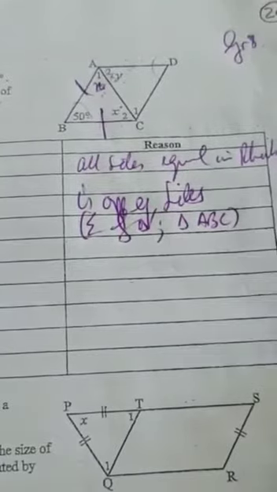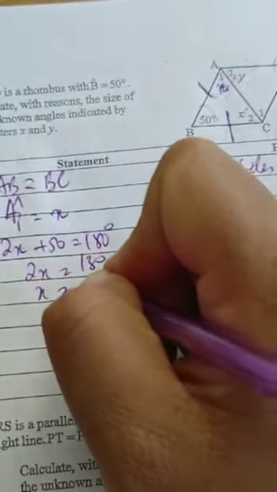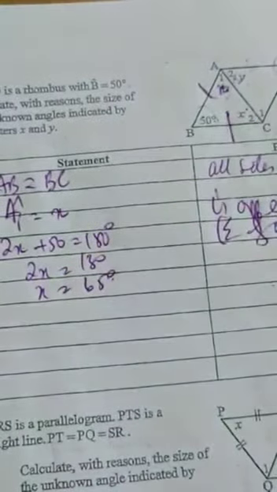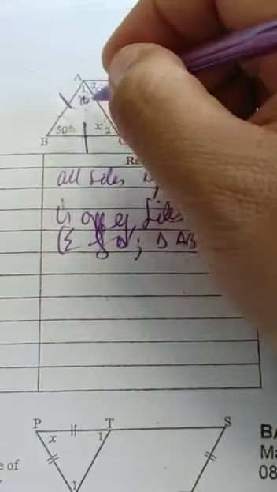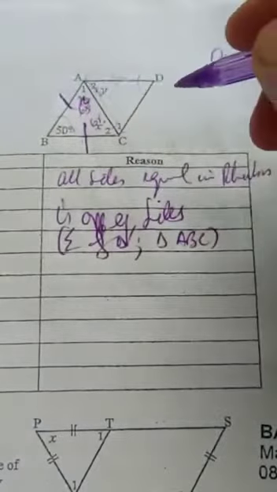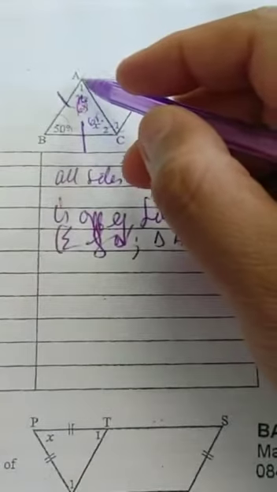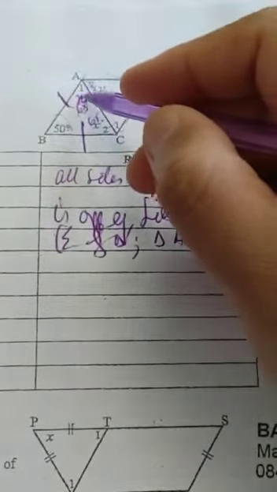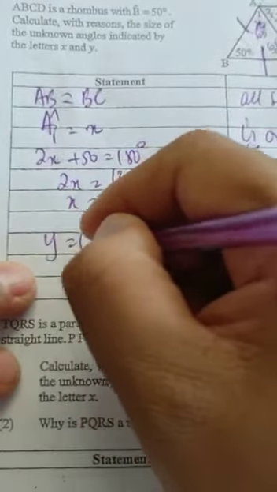So 2X is then equal to 130 degrees, so X is going to be 65 degrees. So there's 65, here's 65. As we said, we can go with alternate angles there, or we can say Y is 65 because diagonal AC bisects angle A. I'm going to go with that. So Y is 65 degrees.